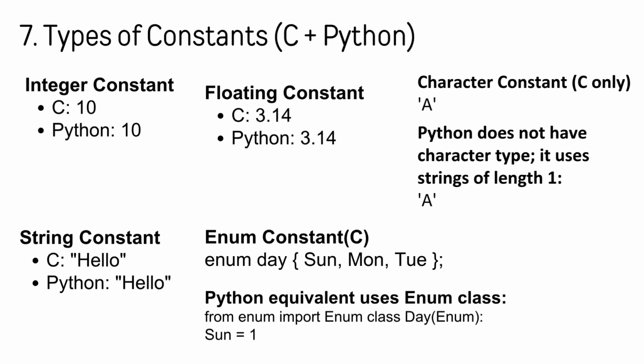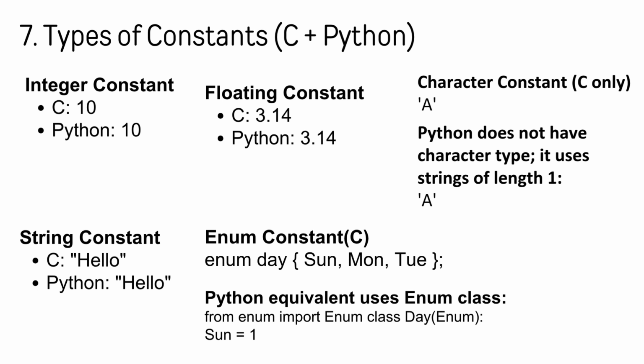Now let's look at constants in C and Python. Both C and Python can store integer constants like 10. For decimal numbers we use floating point constants. In C it is 3.14, and in Python it is the same, 3.14. Character constant: C has a character type, for example 'A' within single quotation marks. So within single quotation marks we can write anything as a character type.